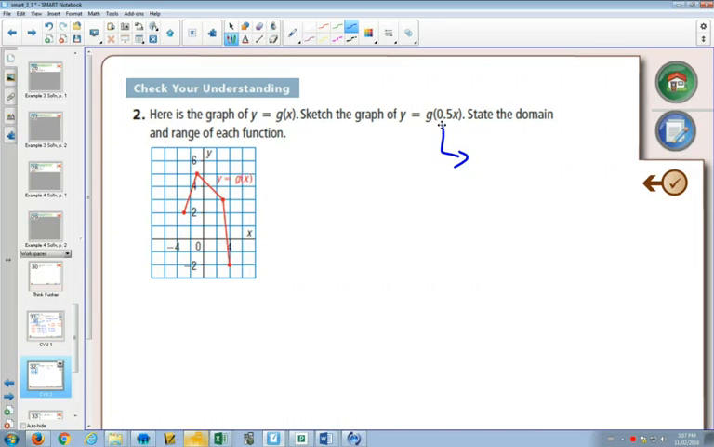And what's going to happen is we're going to multiply x by, and 0.5 is 1 over 2. We always do the reciprocal. So the reciprocal would be 2 over 1. So we're going to multiply our x values by 2.